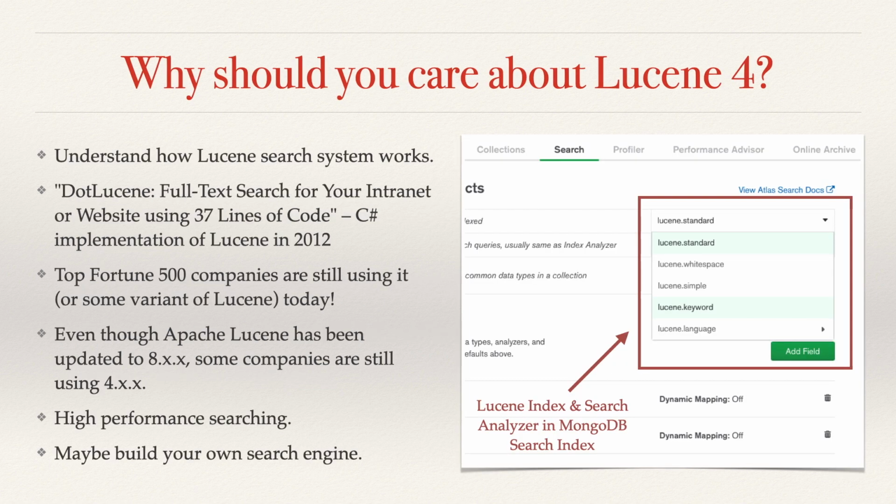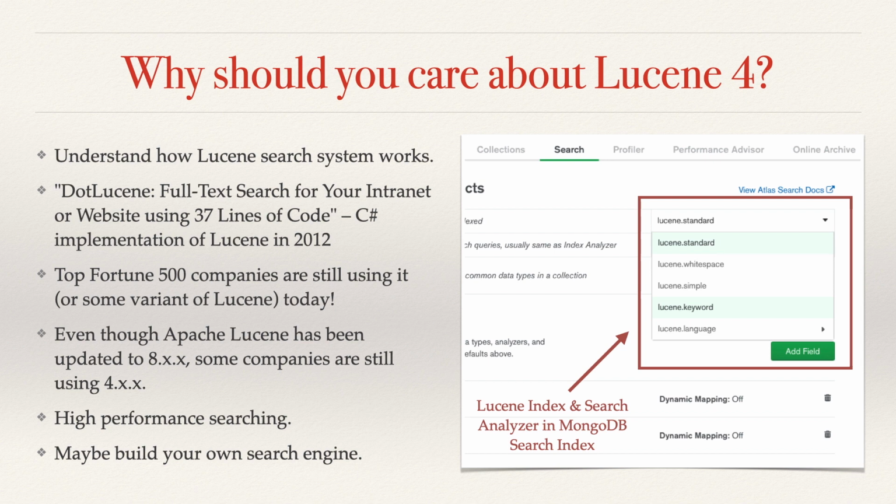So why should you care about Lucene? First, to understand how search works. Obviously, nowadays we have big companies like Google who control the search engine industry. But there's another end of the spectrum. For instance, Twitter uses Lucene to do real-time searches over tweets. There were over 1 billion tweets a day back in 2011. There's an article back in 2012 titled "Lucene Full-Text Search for Your Intranet or Website using 37 lines of code." We can see how easily Lucene can be implemented.